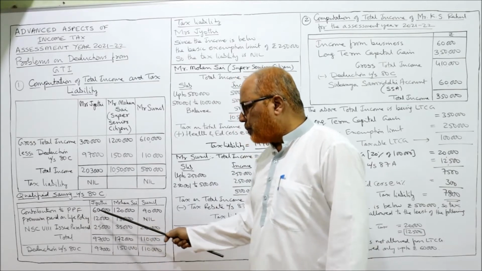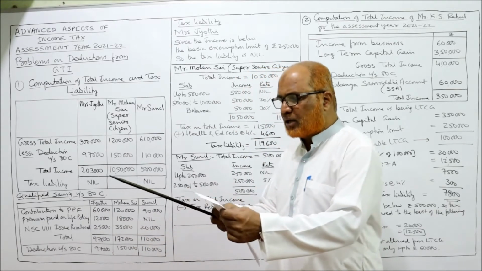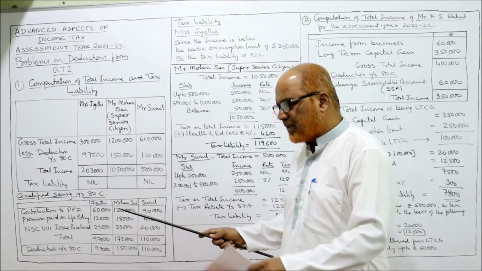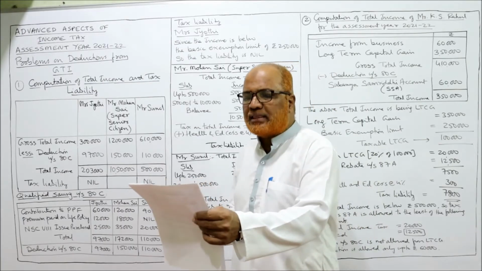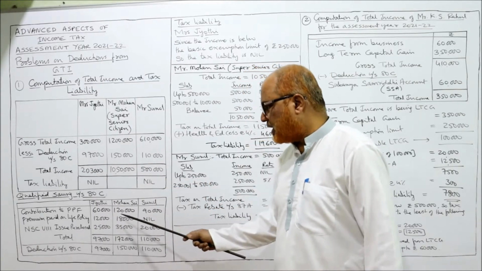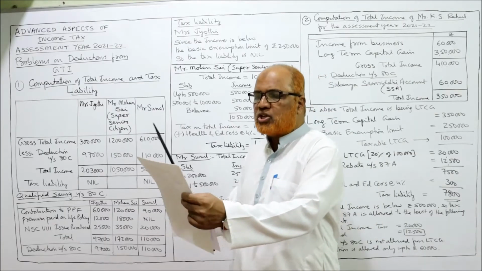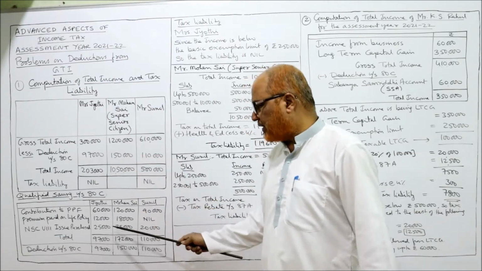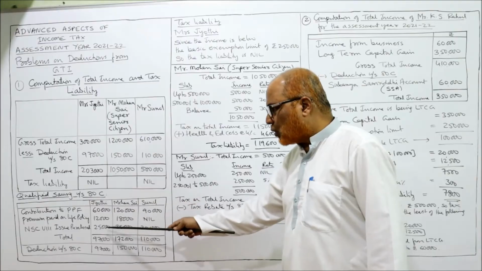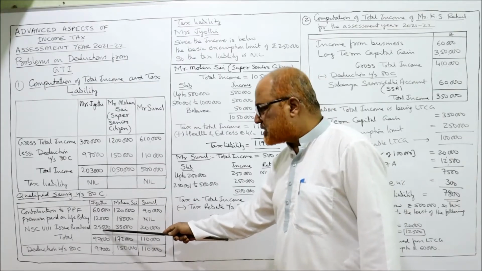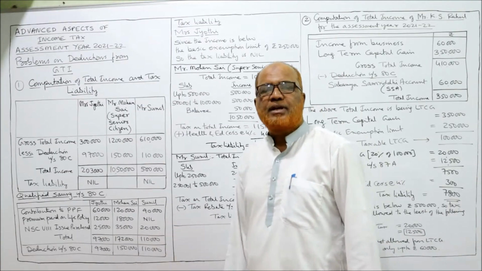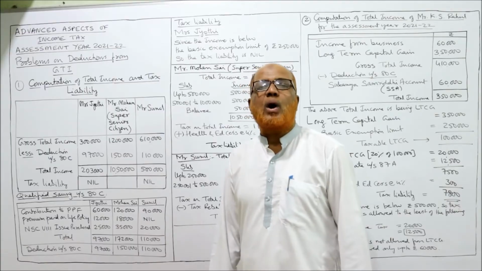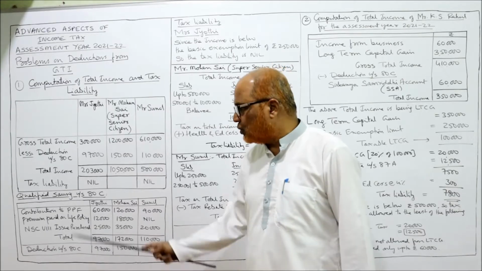Contribution to PPF is 60,000, 1,20,000 and 90,000 as given in the problem. Then premium paid on life policy is 12,000, 18,000, nil, and NSC purchase is 25, 35, 20. Now take the total. The total of Jyoti's deduction is 97,000. 97,000 is the qualified saving for Jyoti.